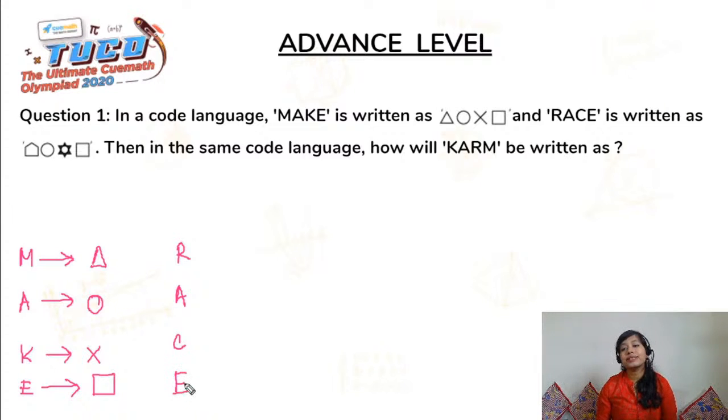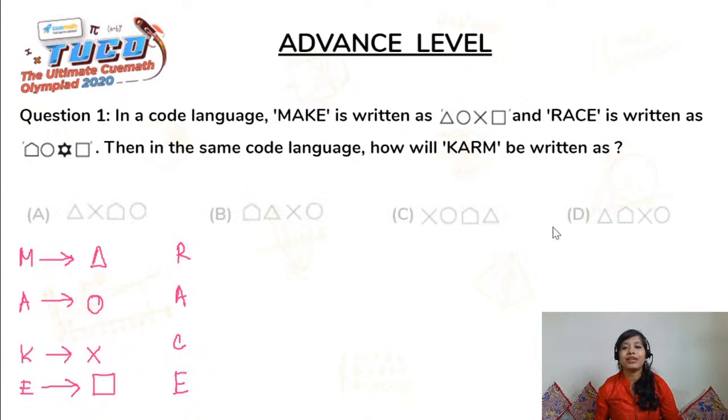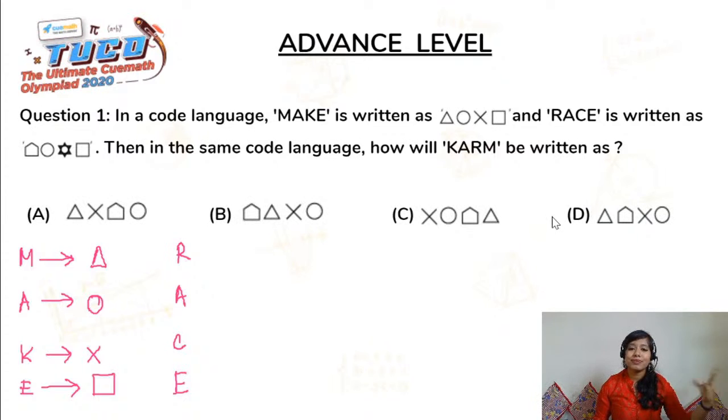So I have not displayed the options yet. Anybody who is able to figure out the answer, you could respond on the comment section by looking into the options. It's not possible for you to draw the shape on the comment section, so you'll have to type down all the shape names. So you could go ahead with the options and give your respective options on the comment section.